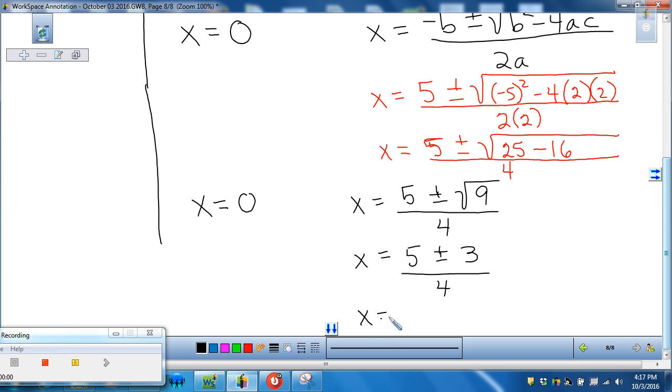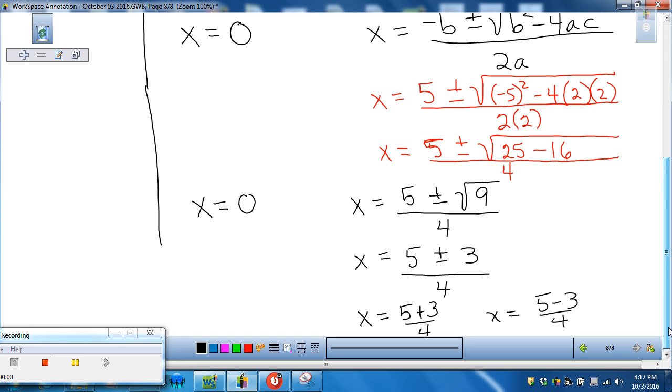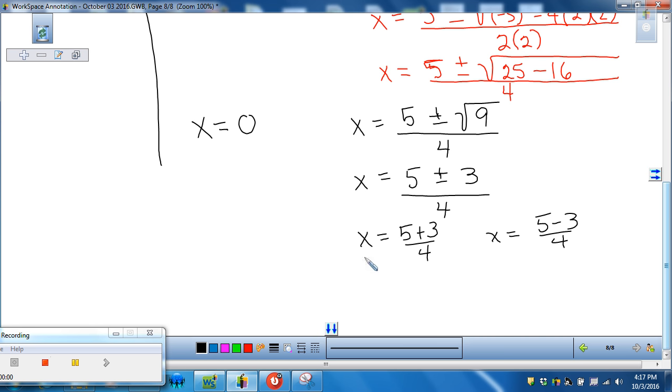And so last but not least, we're going to separate it into 2 pieces. We've got 5 plus 3 divided by 4, and we have 5 minus 3 divided by 4. And when you finish simplifying that, you get x is equal to 8 over 4, which is 2, or x is equal to 2 over 4, which is 1/2. And so we end up with 3 solutions.